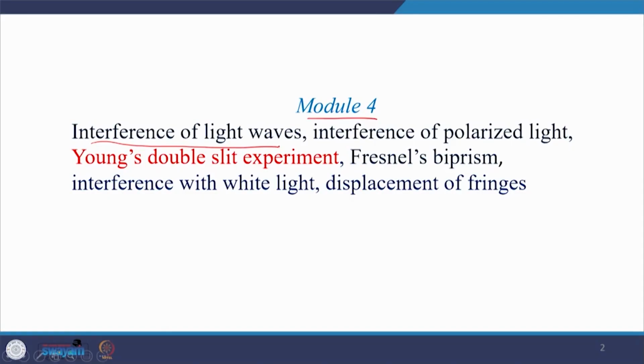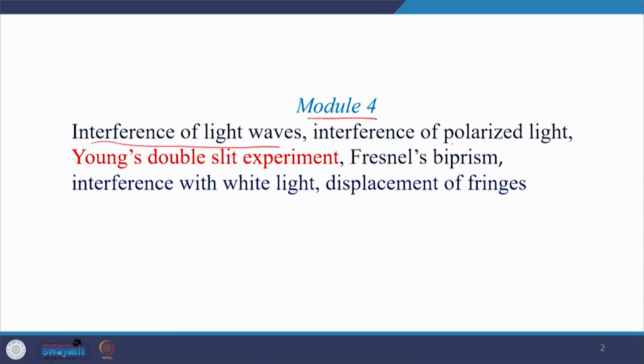Hello everyone, welcome to my class. Today we will move further in investigating interference. Now we are in module 4 and we have already studied interference of light waves.